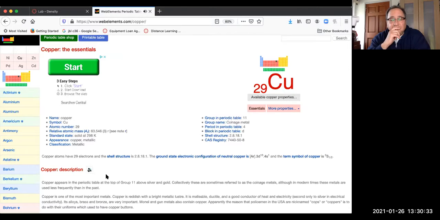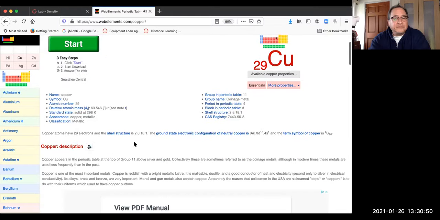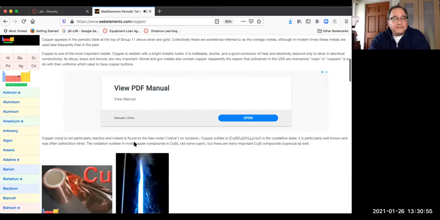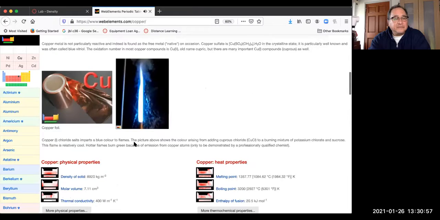Its alloys, brass and bronze, are very important. Monel and gunmetals also contain copper. Apparently, the reason that policemen in the USA are nicknamed cops or coppers is to do with their uniforms, which used to have copper buttons. The most important compounds are the oxide and the sulfate, sometimes known as blue vitriol. Copper reagents such as Fehling's solution are used in analytical chemistry in tests for sugar.